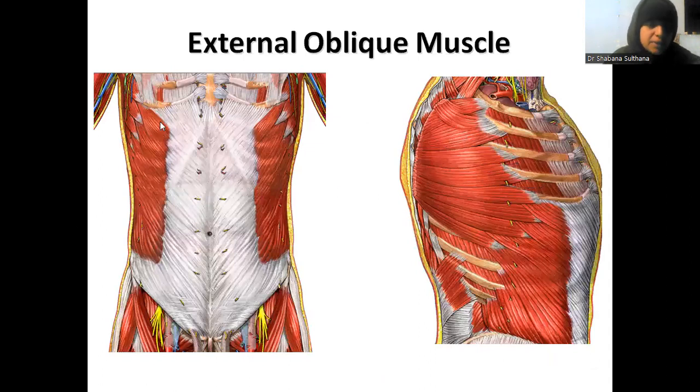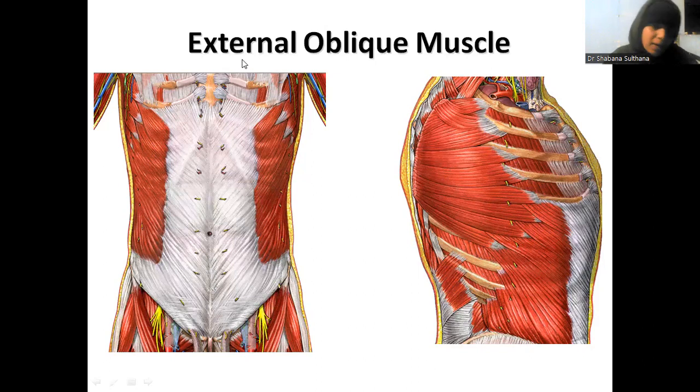Now see here. This is the whole muscle from the anterior view. Which muscle is this? External oblique. This is the anterior view and this is the lateral view. This we are seeing from the side in order to understand the origin, lower eight ribs and all. This we are seeing in front to understand the insertion. This is linea alba, aponeurosis, right? Where it is getting inserted here.